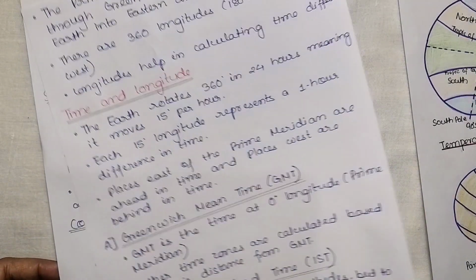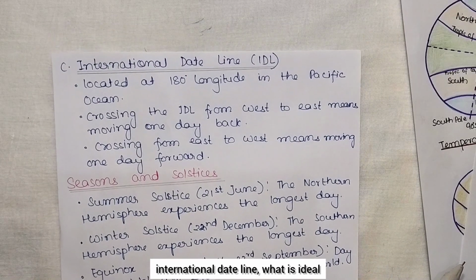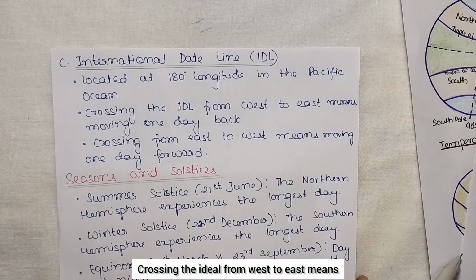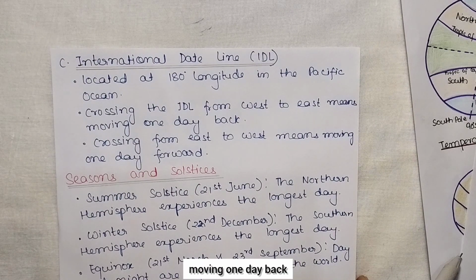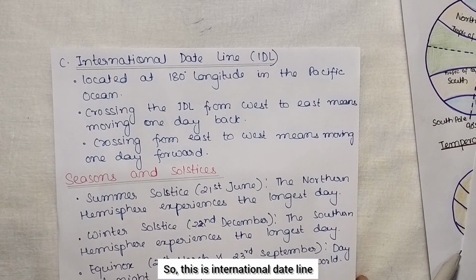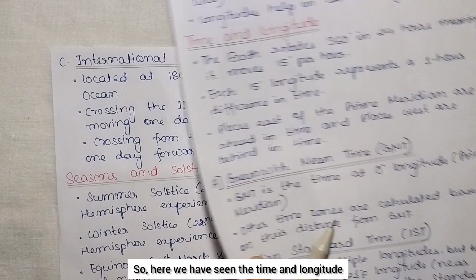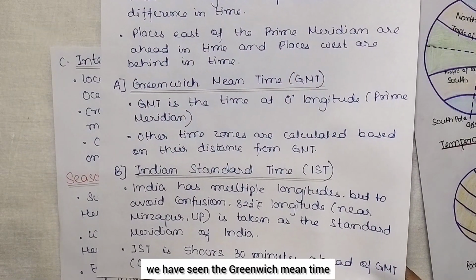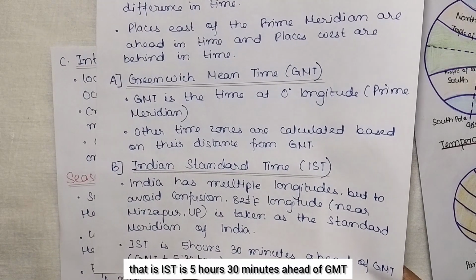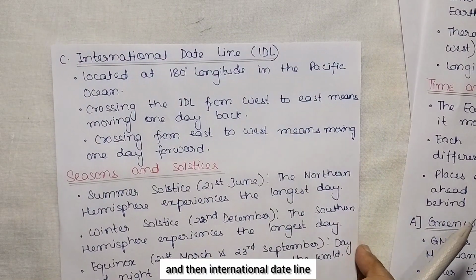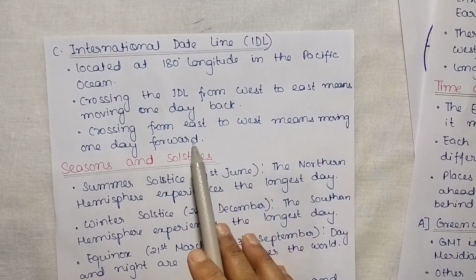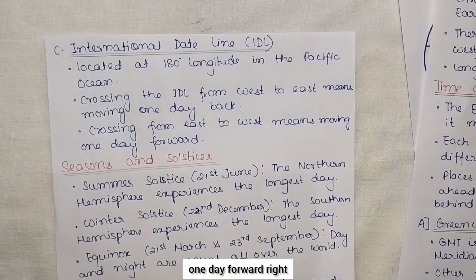Okay. Now, the international dateline, what is it? It is located at 180 degree longitude in the Pacific Ocean. Crossing the dateline from west to east means moving 1 day back, and crossing from east to west means moving 1 day forward. So here we have seen time and longitude, Greenwich Mean Time, that is GMT, then Indian Standard Time, IST, which is 5 hours 30 minutes ahead of GMT, and then the international dateline, where crossing from west to east means moving 1 day back, and crossing from east to west means moving 1 day forward, right?